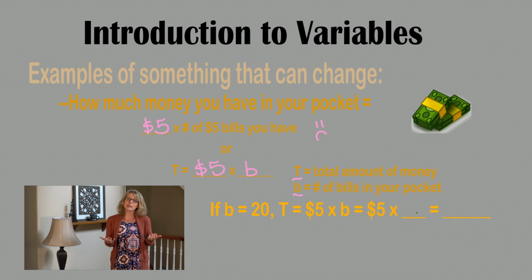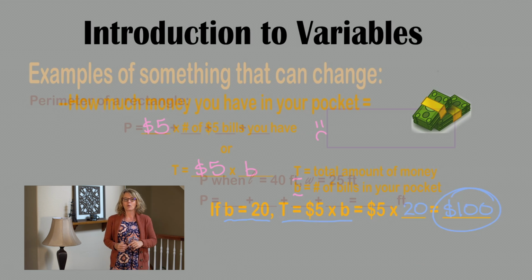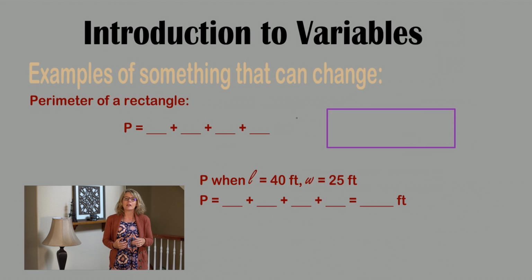Now let's use this to figure out how much money you would have if B equals 20, which means that you had 20 of those $5 bills. Put it into our equation. T equals $5 times B. B equals 20. So T equals $5 times 20, and 5 times 20 equals 100. So you would have $100 in your pocket. This was a basic example to show how we can use variables in math to stand for values that can change. Here's another one. We have a rectangle here with an unknown length L and width W.